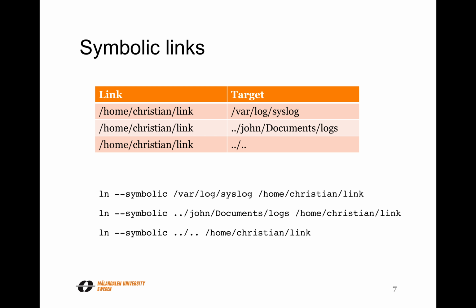So in order to create the links that I specified as examples, we could run the following commands. We run the ln command with a symbolic flag. We specify the target. This was the absolute path to the syslog file. And where do we want our link to be created? Here we specify the relative path to the logs file, and we specify where we want our link to be stored.